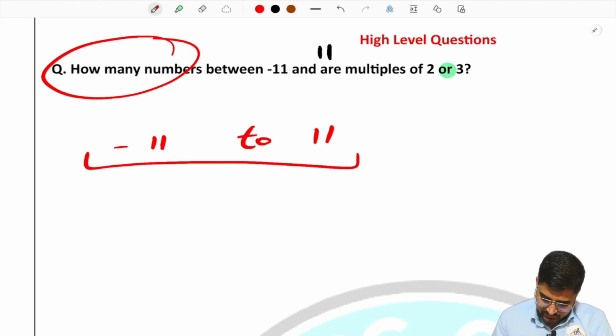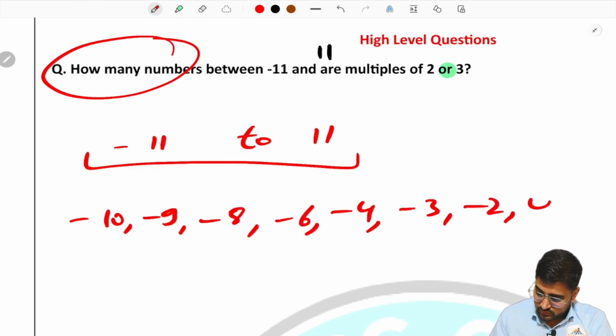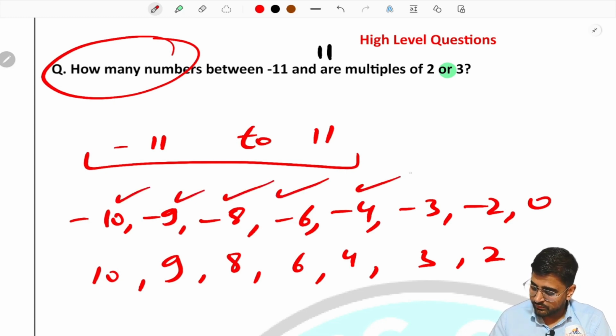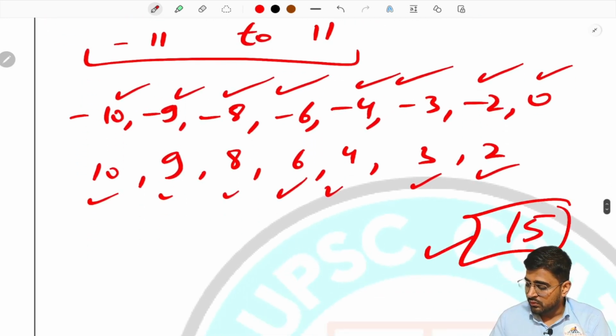Let's start. The first number is minus 10, minus 9, then minus 8, minus 6, minus 4, minus 3, minus 2, 0, and then we repeat it again: 2, 3, 4, 6, 8, 9, and 10. So how many are there? 1, 2, 3, 4, 5, 6, 7, 8, 9, 10, 11, 12, 13, 14, 15. 15 numbers are there. Question is solved.